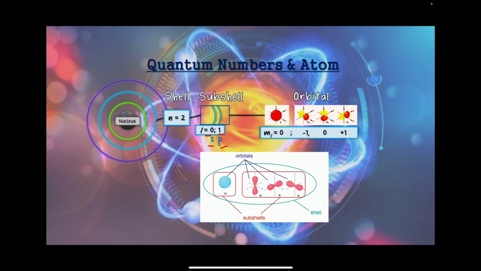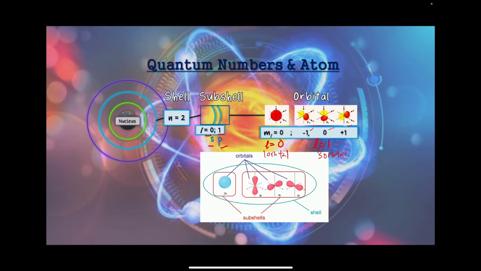For example, when L is 0, ml is 0. And then when L is 1, which means we have the orbital negative 1, 0 and positive 1. So each of these numbers of ml represents an orbital. So which means pada dekat sini when L is 0, kita cuma ada satu orbital sahaja. While dekat L is equal to 1, kita ada 1, 2, 3 orbital.